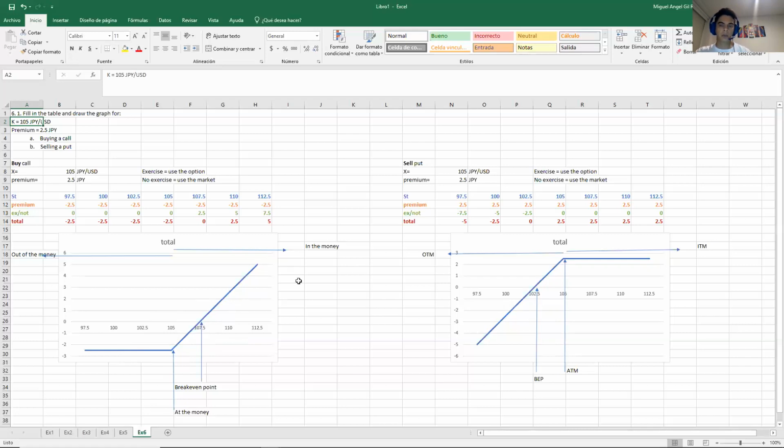And another thing where some people made mistakes in the homework and activities: in the money and out of the money start from at the money. So not from here, but from here, from at the money. So in this case, the happy side is the right side. So that's why it's in the money, and the sad side is on the left. And the selling put is different. The happy side, I know it's the same. Happy side on the right, sad side on the left. And then at the money is again 105, and the break-even point in this case is 102.5.